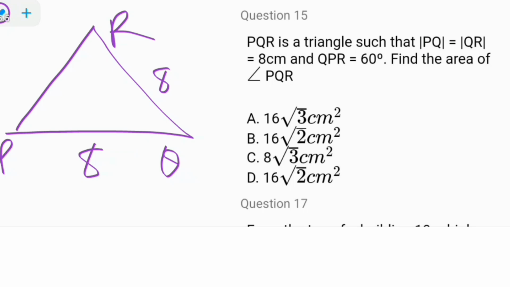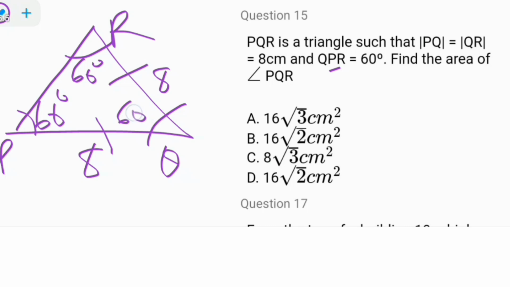Alright, QPR, that's the angle at P. The angle at P here is 60. So this angle is equal to this angle here, because PQ equals QR, and the angle at P is 60. So if this angle is 60, this one too will be 60, because those are base angles of an isosceles triangle. Now if these two angles are 60, that is 120 when you add them together, then if you remove that from 180, which is the sum of angles in a triangle, you're going to get 60 here too. That means the angle in between these two given sides is 60.